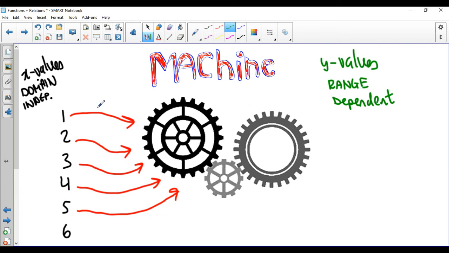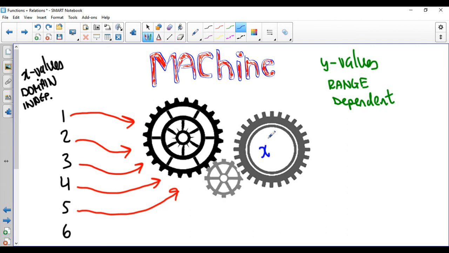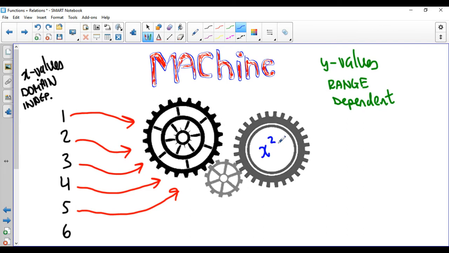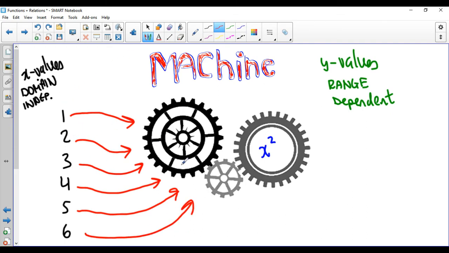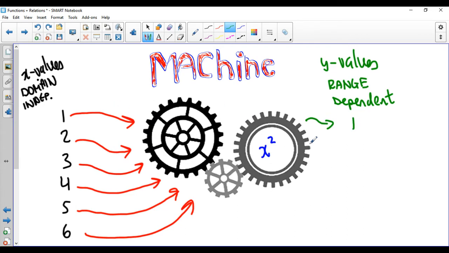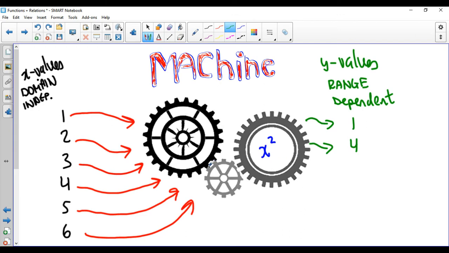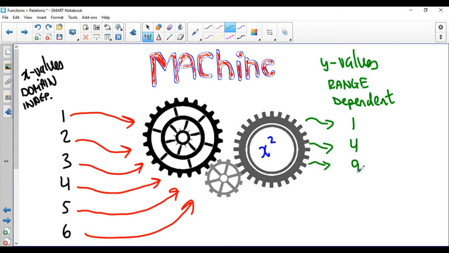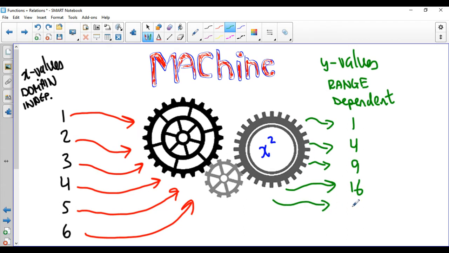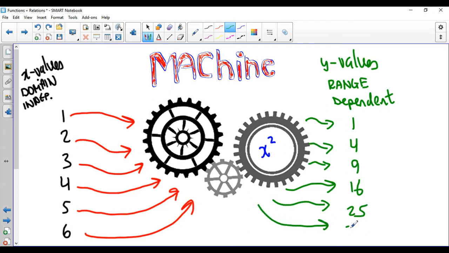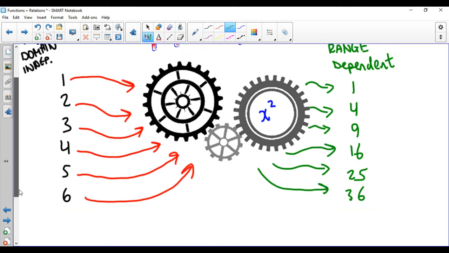Now, what does the machine do? Well, that is the concept or idea we want to look at. Say the machine does x squared. What does that mean? It means every input, when it's put into the machine, is going to be squared to get an output. So when x is 1, what's 1 squared? Well, 1. And when x is 2, what's 2 squared? 4. And when x is 3, 3 squared is 9. And for 4, it's 16. So you get the idea: 25, and then 36.